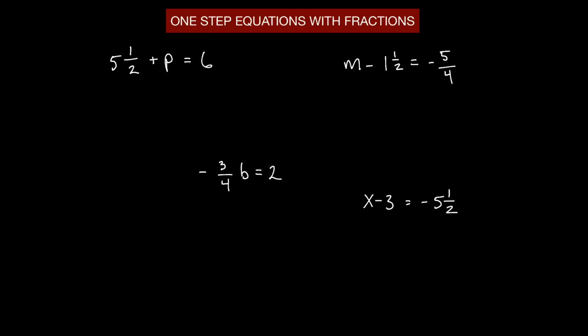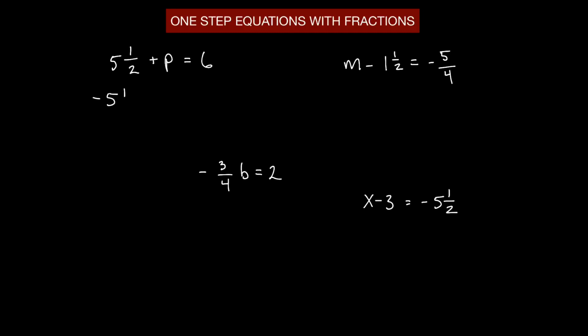Okay, let's do some one-step equations with fractions. Now, what I mean by one-step equation is that it usually only requires one operation to get the variable by itself. So, example, this first one here, we only really need to do one step to get p by itself. Okay, so to get p by itself in this first example, we just subtract 5 1/2 from each side.